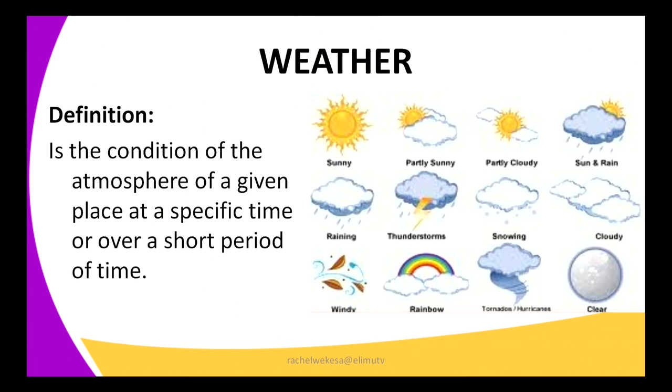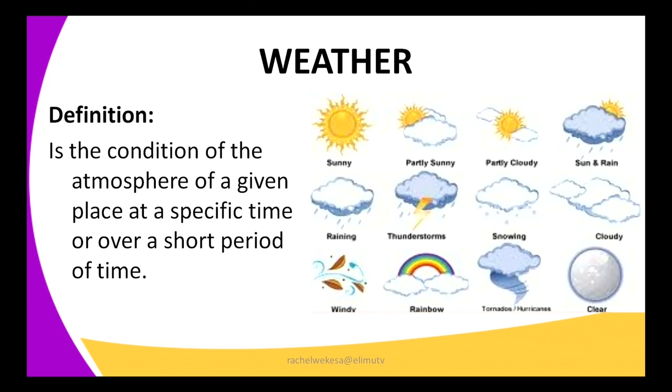So weather, what is weather? Today in the morning when you woke up, if you looked through your window, how did you see the weather today? Was it cloudy? Was it raining? Was it sunny? So weather is the condition of the atmosphere of a given place at a specific time or over a short period of time. So weather keeps on changing.